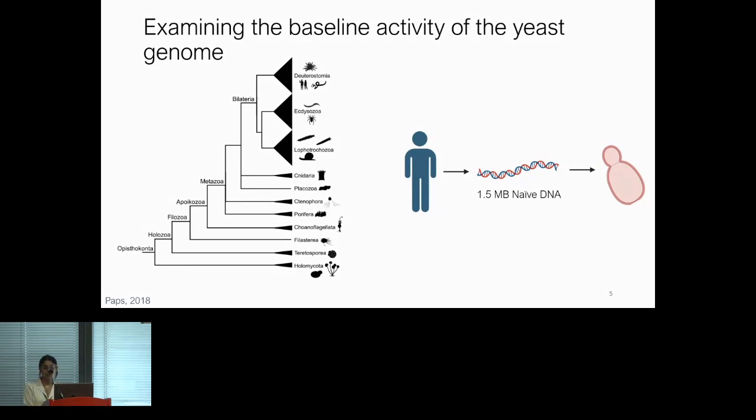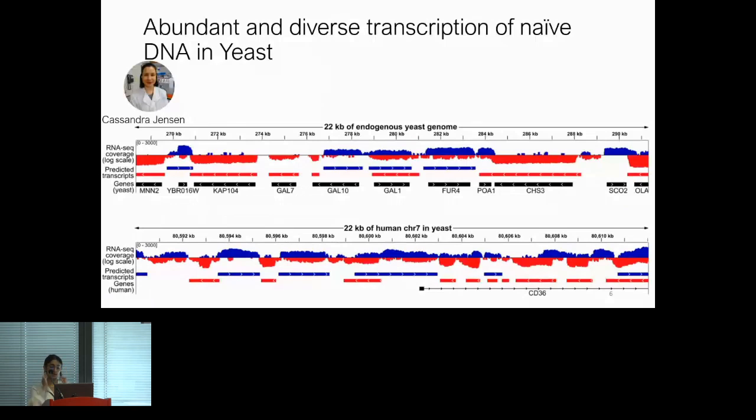So we can take a look at the results once this work was done by a postdoc in our group, Cassandra Jensen. And what we find through RNA sequencing is, surprisingly, the yeast cell is actually interpreting the human DNA in a very yeast-like way.